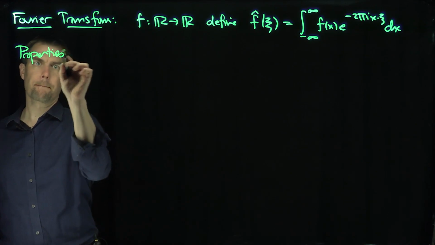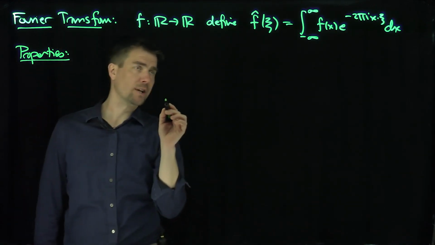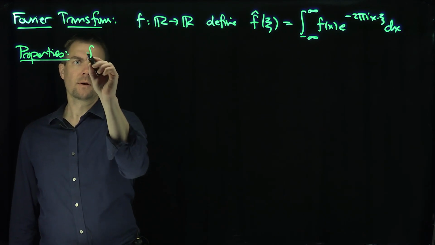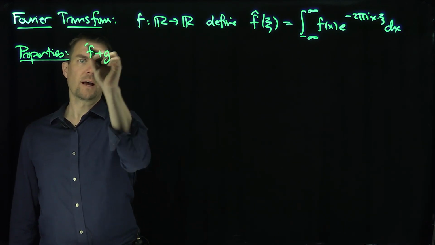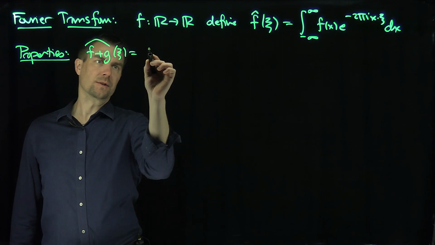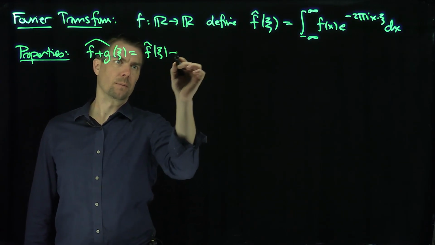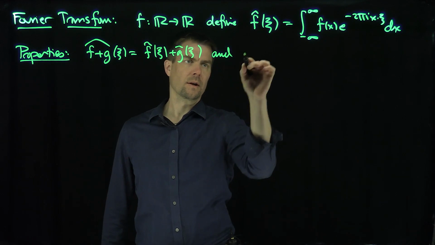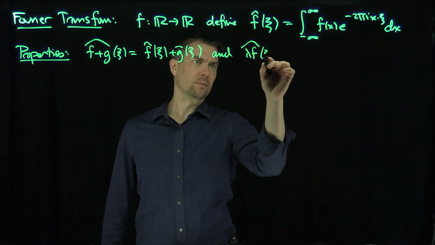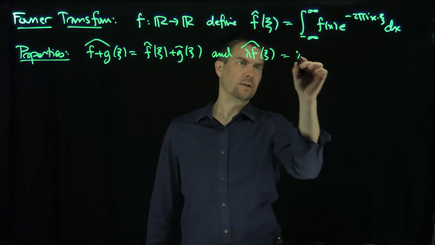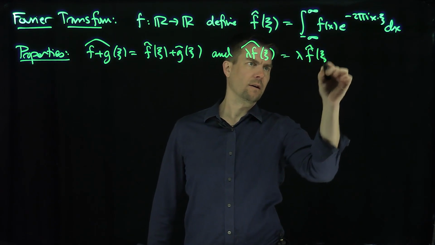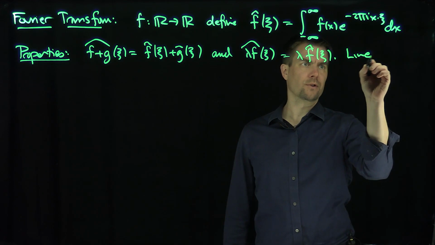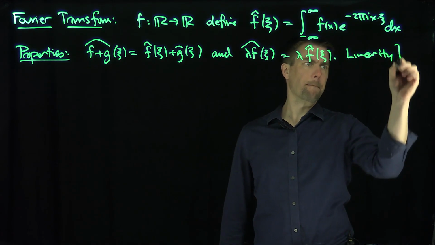Properties. The Fourier transform is linear, right? In other words, if I have f plus g hat of xi, this is f hat of xi plus g hat of xi, and lambda f Fourier transform of xi is lambda f hat of xi. That's clear just by the linearity of the integral. So this is linearity, so the Fourier transform is a linear operator.